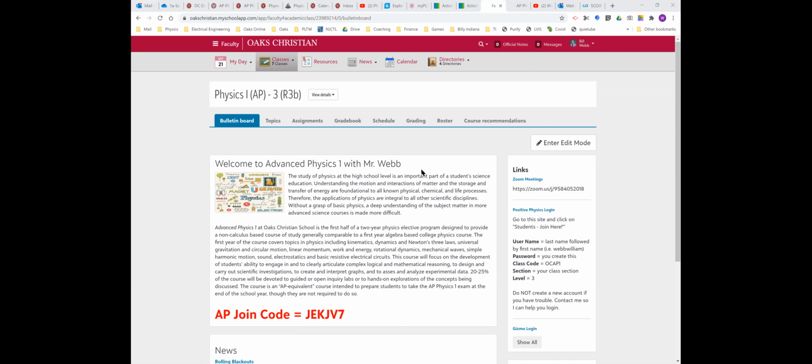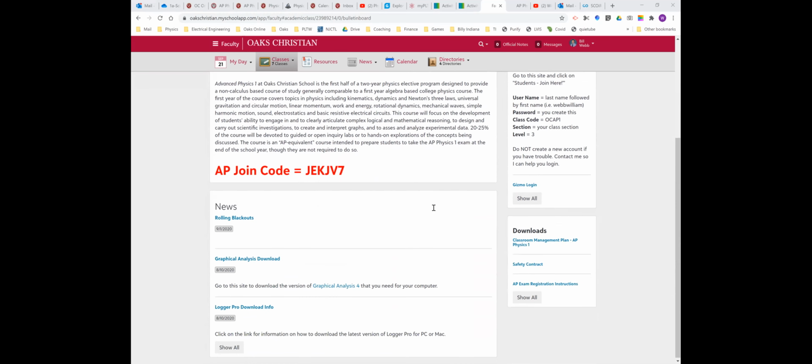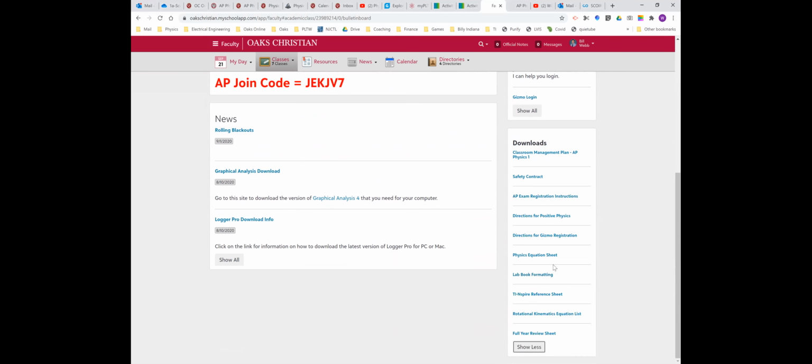You may not use your notes. You may not use any other resources. I'll be trusting that you'll show academic integrity by keeping all those things put away. The only things you can use are a calculator, which you can use on every question, and then if you would like, you can download this physics equation sheet. There's a link for it right here on the bulletin board page, down here under downloads.